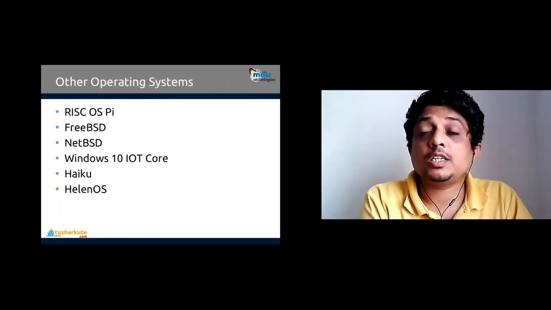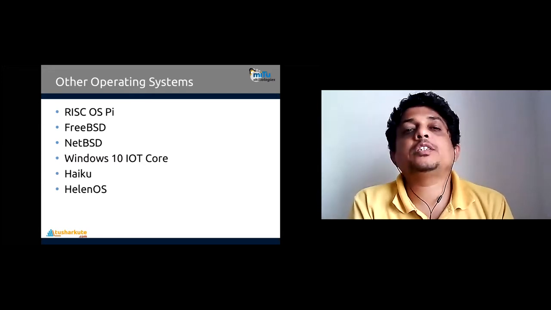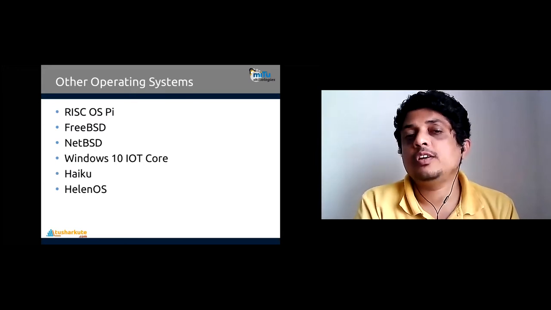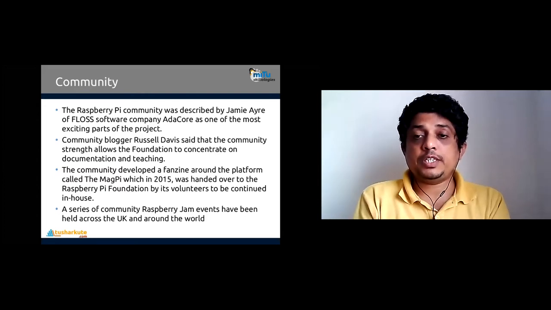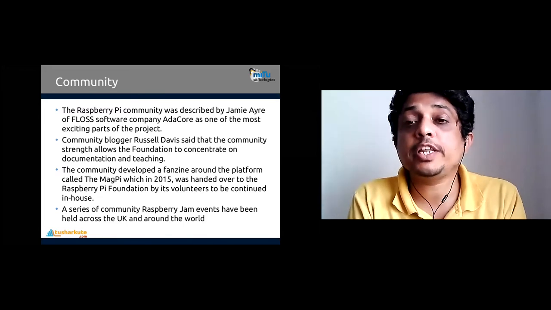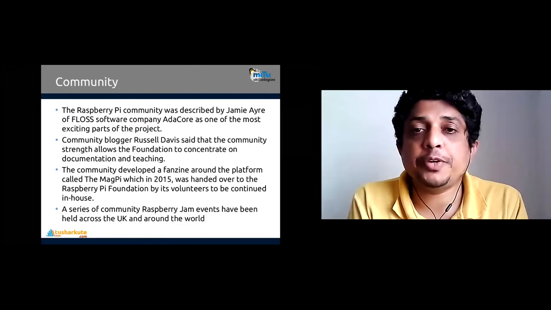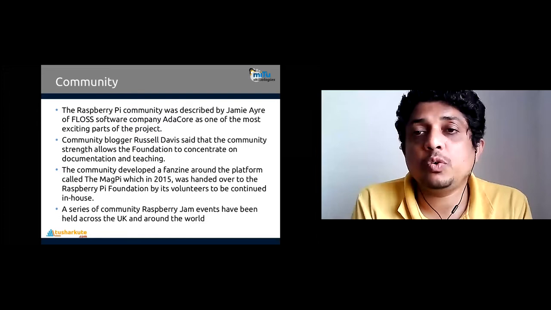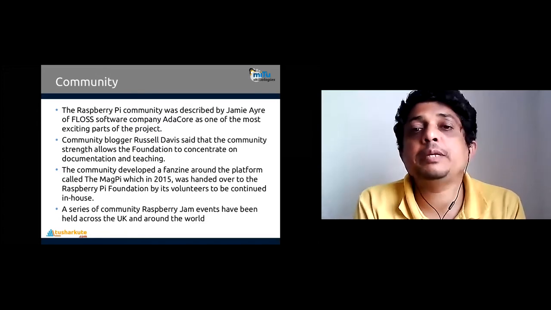Along with that, there are some other operating systems than Linux and Windows, like Linux versions, RISC OS, FreeBSD, NetBSD, Windows 10 IoT Core, Haiku, and Solenoid, that can all be installed on Raspberry Pi. And there's a huge community present there. As I told you about Python, Raspberry Pi also has a very big community, FLOSS communities, meaning free and libre open source software. The company Raspberry Pi is creating this particular community of Raspberry Pi.